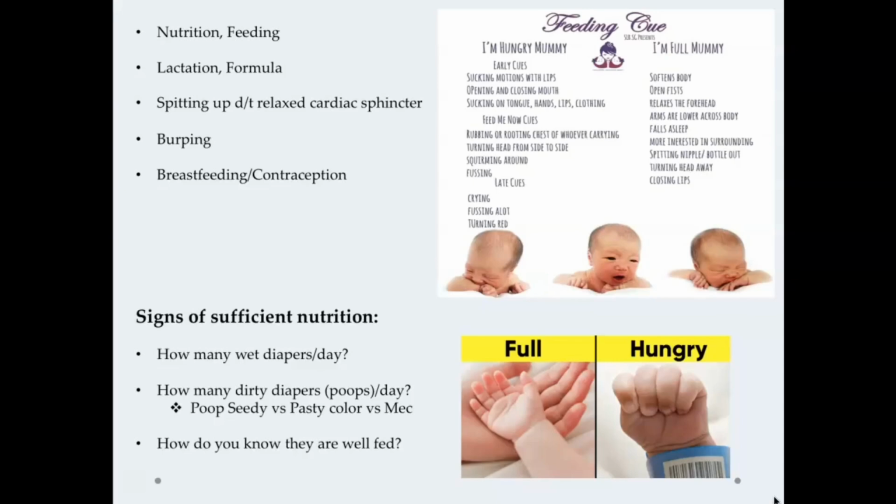Remember, there's differences in stools, so they have meconium for the first 24 to 48 hours. And then depending on whether they're breast or bottle feeding, you're going to see the differences in their stool. So the seedy poop is more from breastfed versus the pasty and clay or peanut butter like texture is from bottle feeding.